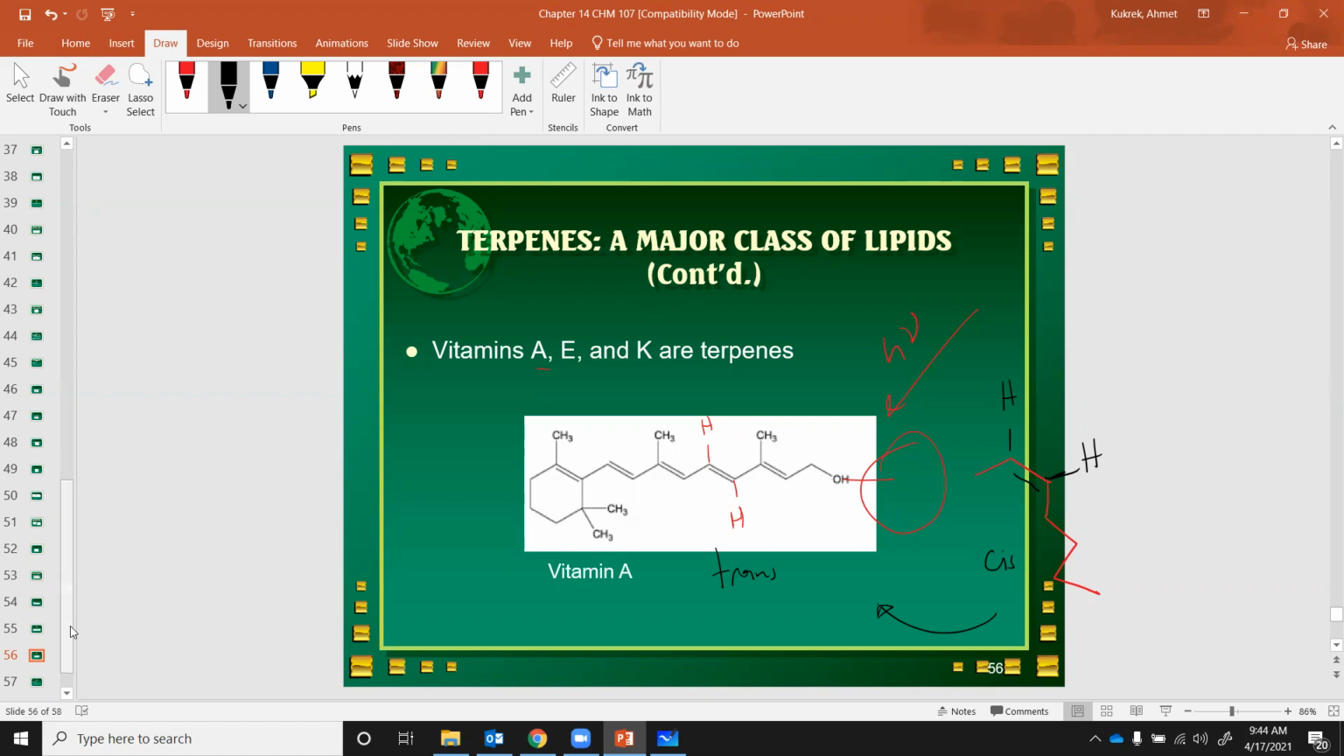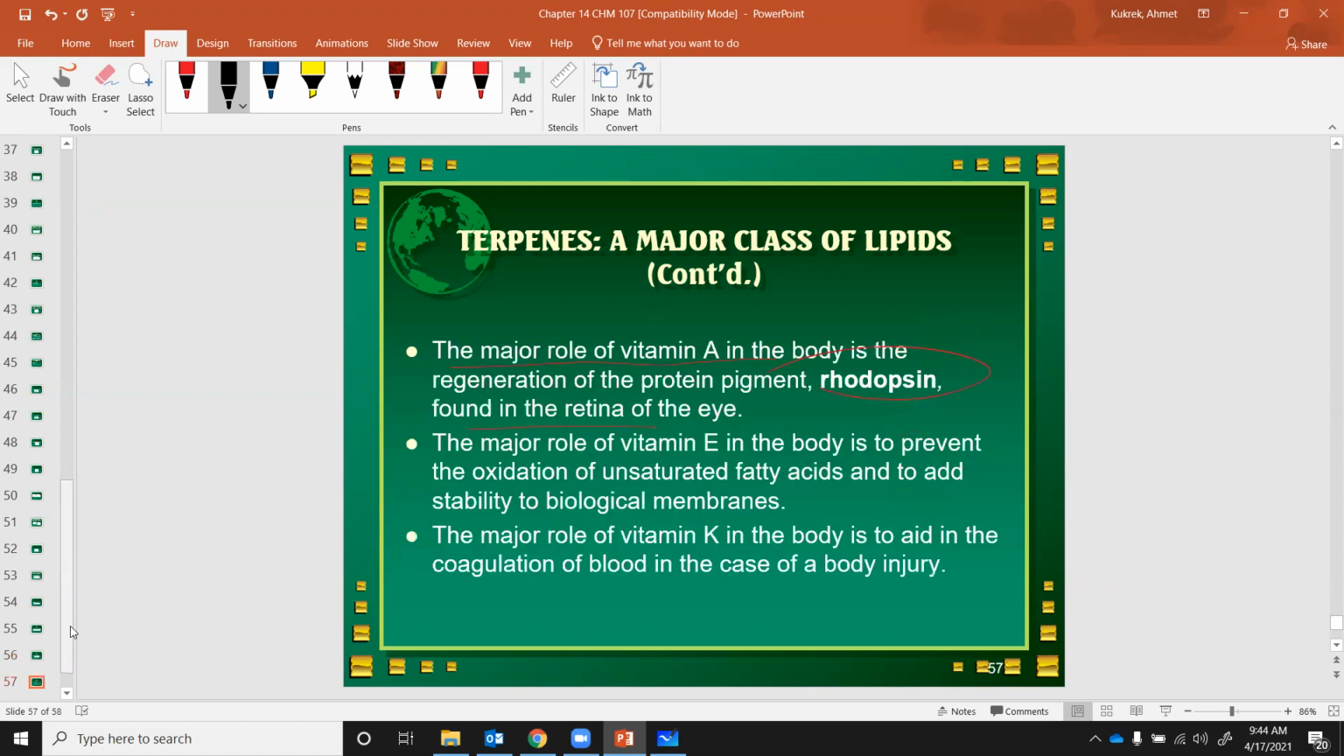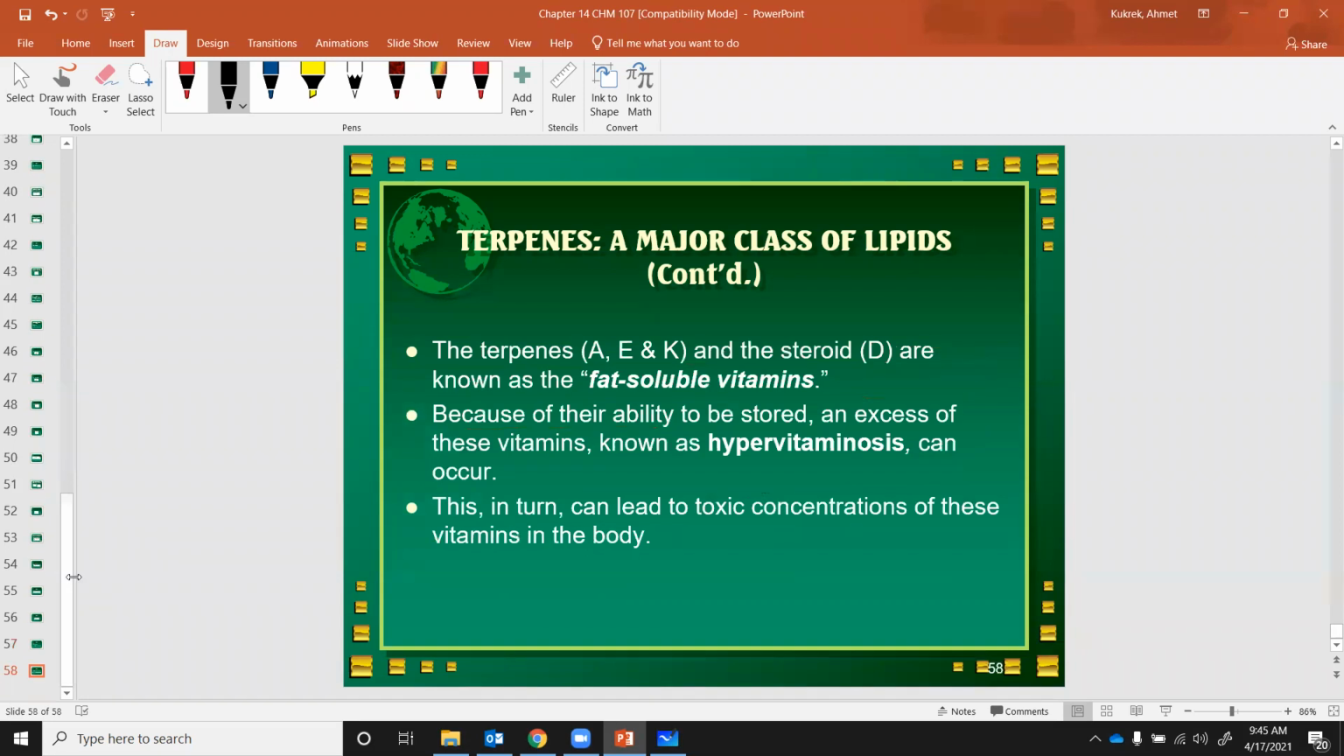Again, this is vitamin A. It's very important for our eyes. And vitamin E, again, prevents oxidation of unsaturated fatty acids, right? So once you have enough vitamin E, your unsaturated fatty acids are not going to get oxidized, so you're not going to get those extra molecules in your system. And finally, vitamin K is aiding the coagulation of the blood once you have an injury, obviously. All right, I think that's the last slide.